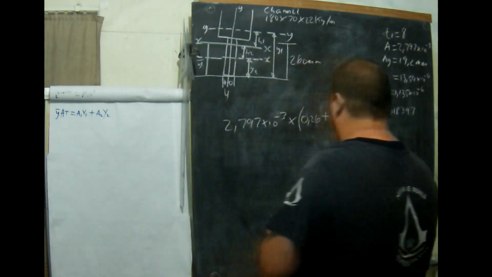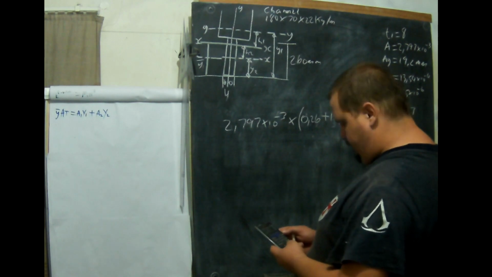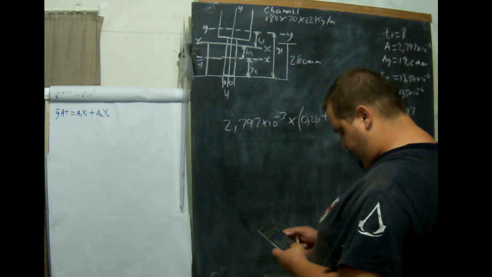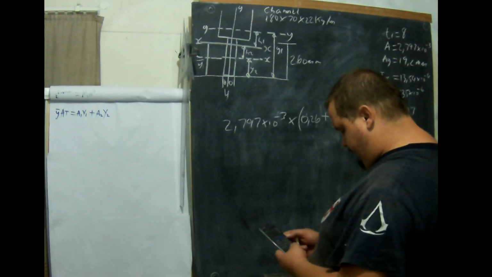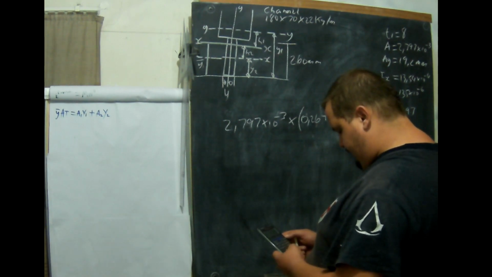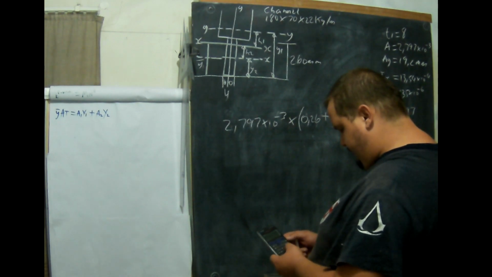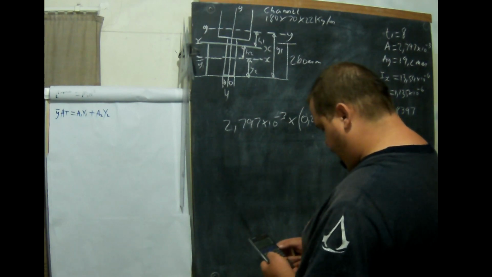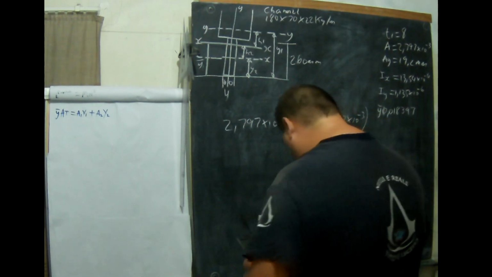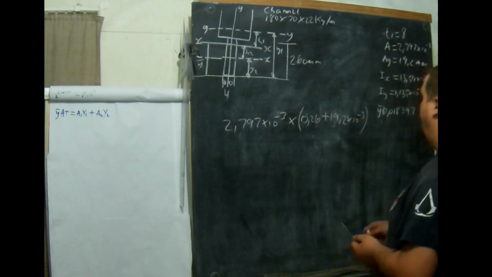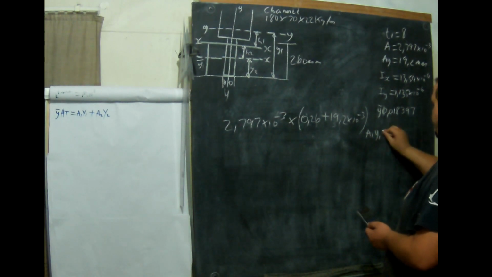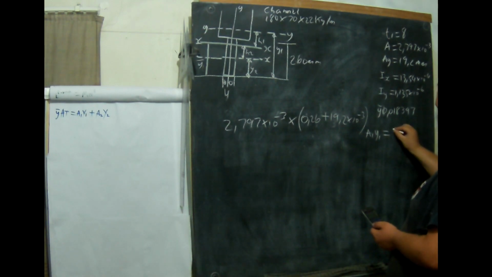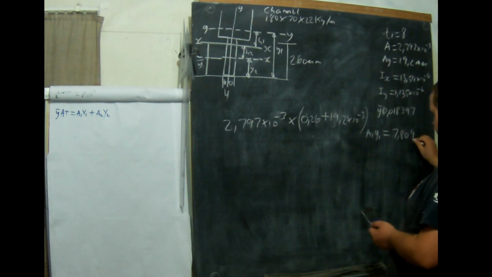Now what we do is we put them all together. So 2,797 times 10 to the minus 3 times bracket 0.26 plus 19.2 times 10 to the minus 3 bracket. Okay, now our first part. So A1, y1 is equal to 7,809 times 10 to the minus 4.